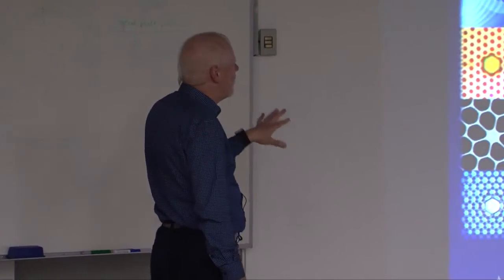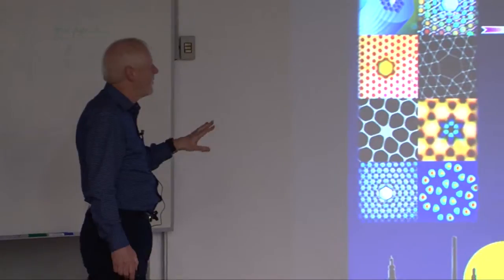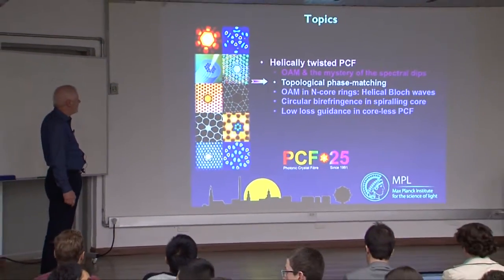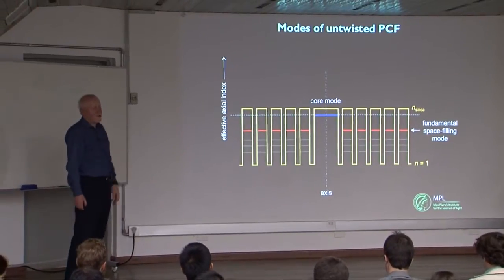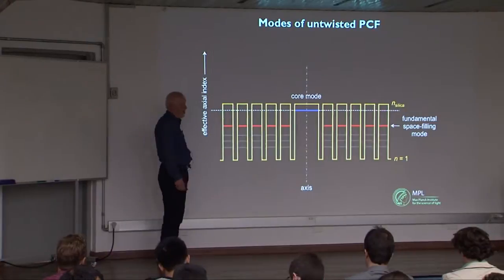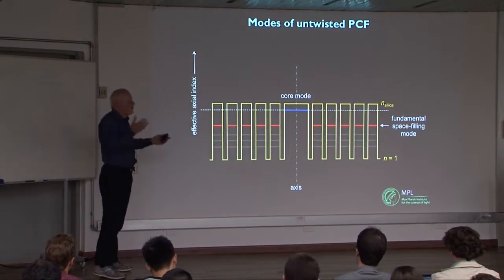Okay, so that's OAM and the mystery of the spectral dips. I'd like to talk about something else, topological effects. What do I mean here? Topological phase matching. Because it turns out there's another aspect to these twisted fibers that's really fascinating. And this has to do with the fact that they're twisted. It all has to do with being twisted.